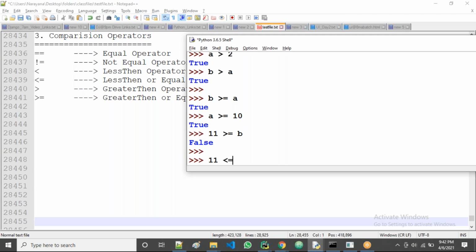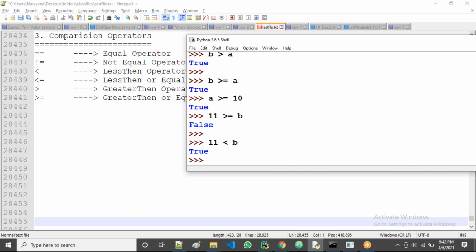Suppose 11 less than B. Let's take 20, guys, for example. Which one? 11 less than B. B is 20. So true.